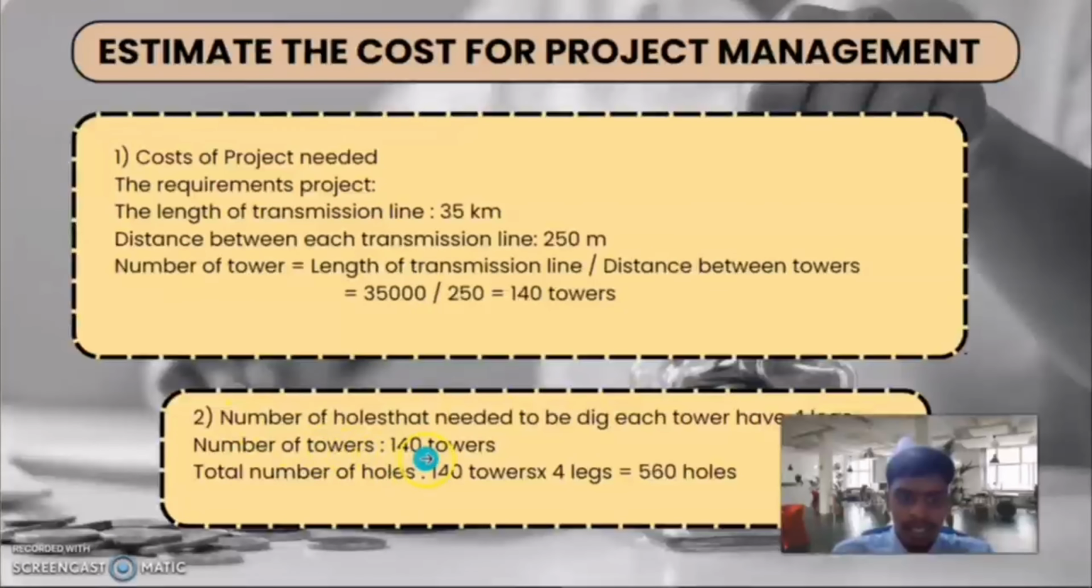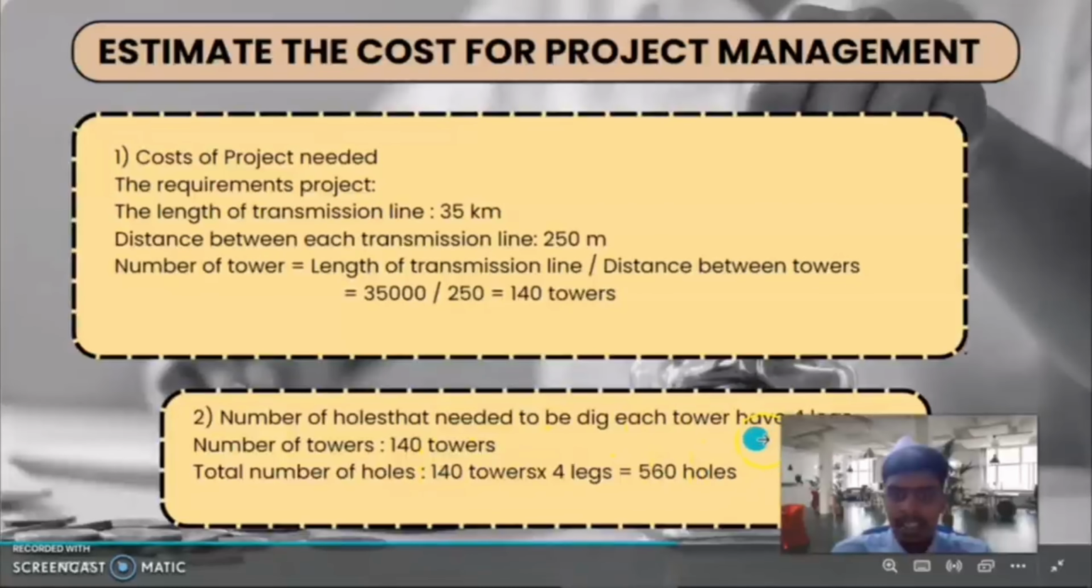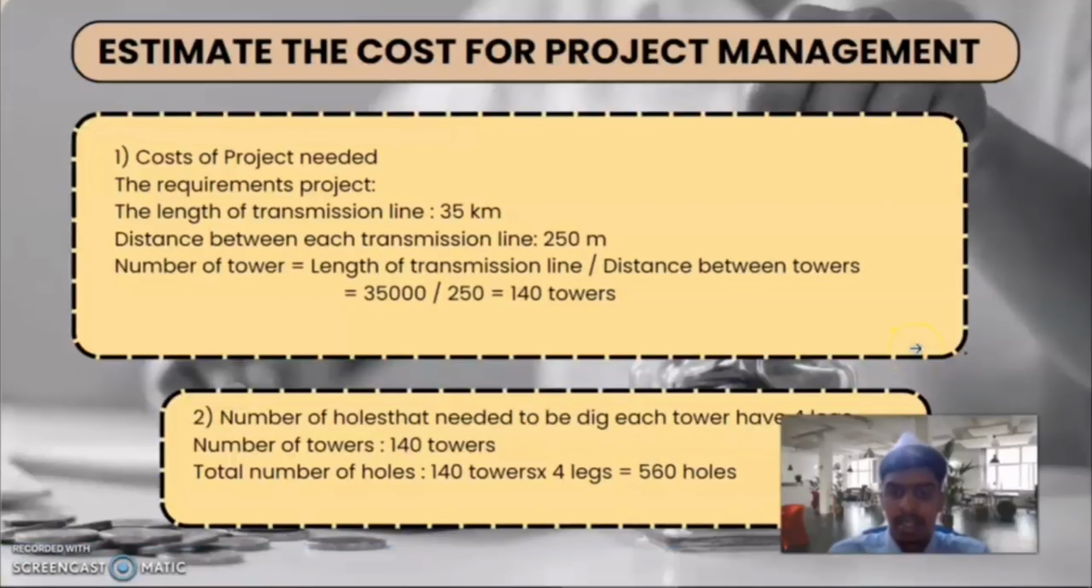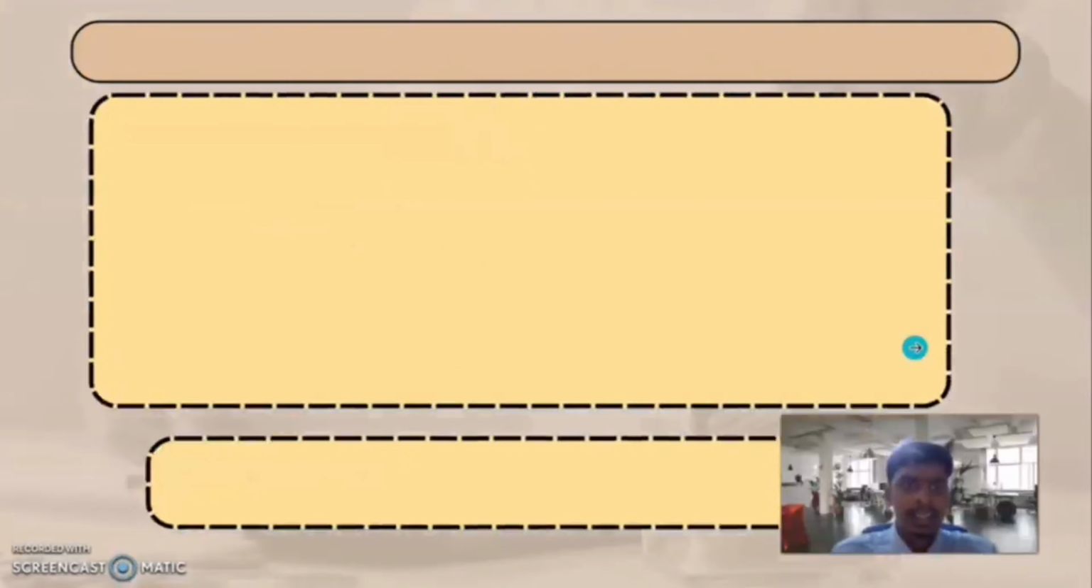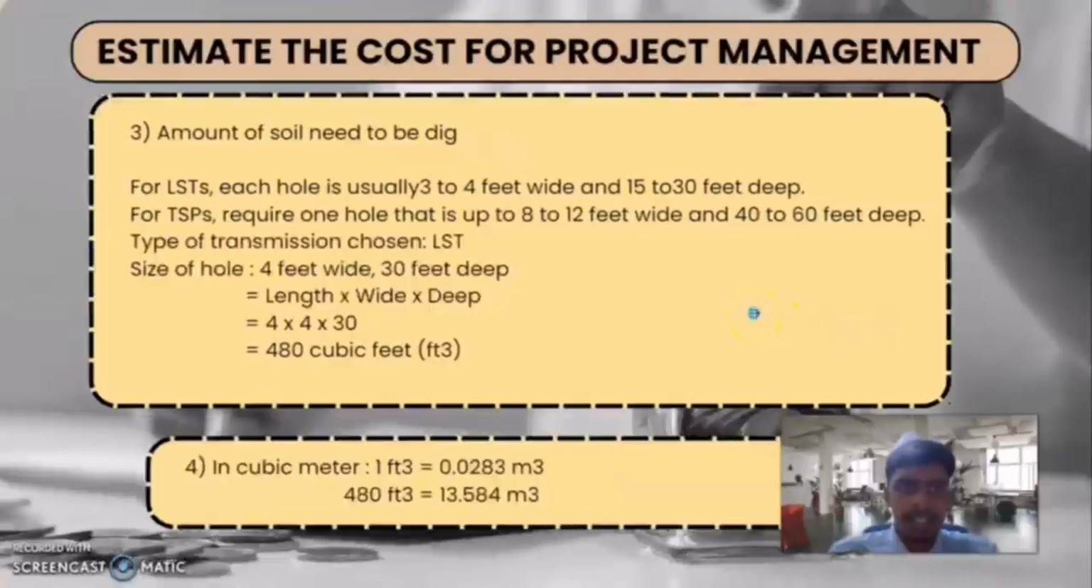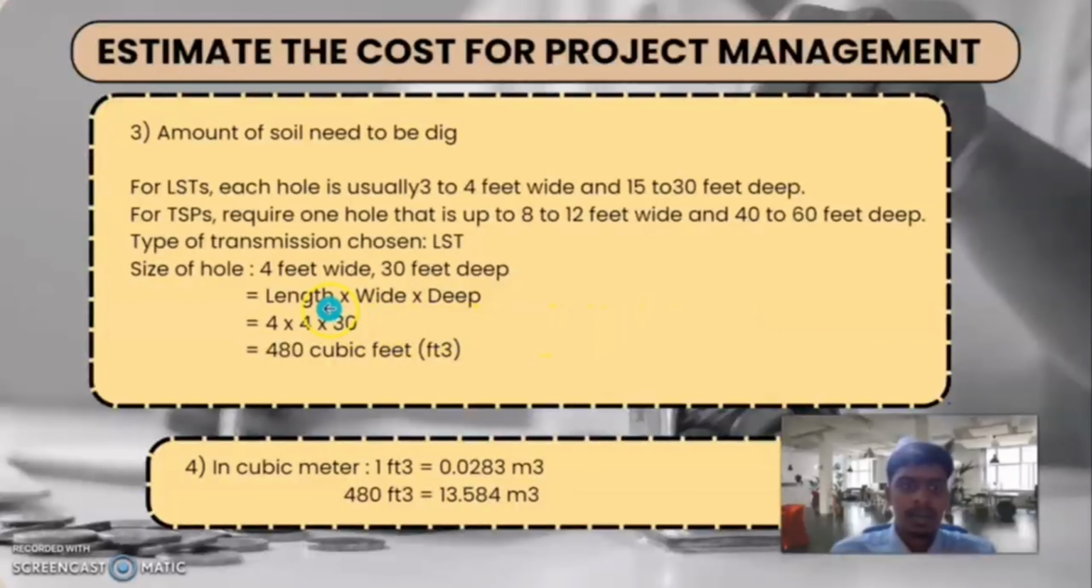The number of holes that need to be dug: each tower has 4 legs. So 140 towers times 4 legs will get 560 holes. One tower is equivalent to 4 legs to get a stable line. Then the amount of soil to be dug is around 4 feet width and 30 feet depth. So length times width times depth equals 4 times 4 times 30, equals 480 cubic feet.